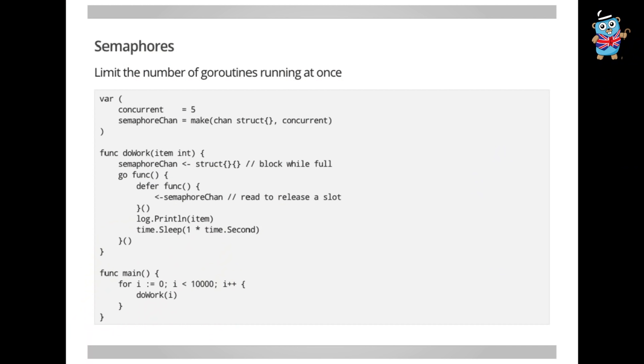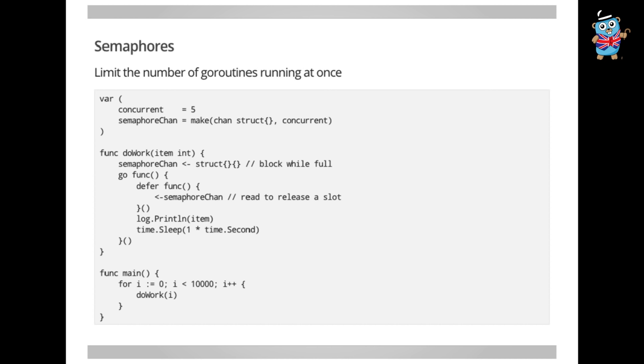Semaphores. We've got this process going. We want to limit the number of Go routines that are running at once. Well, this is a really nice, simple way of doing that. Essentially, the idea is you create a buffered channel, and the size of the channel is how many concurrent Go routines you want. And what you do before you do the work, you send something into that channel.